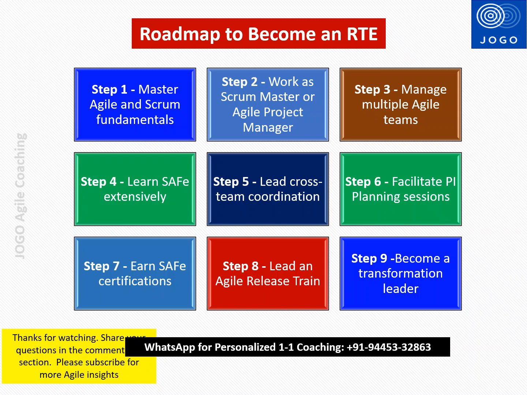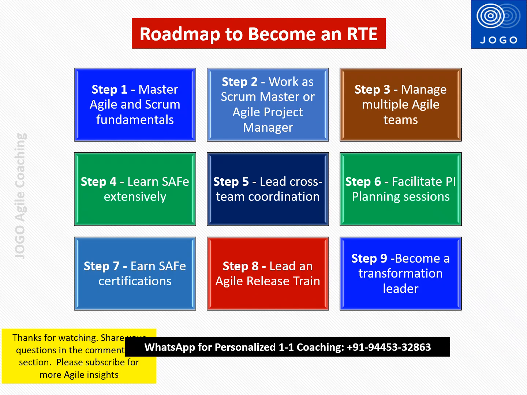The first step: master Agile and Scrum fundamentals. You should know events, roles, metrics, everything related to Agile and Scrum. Second, start working as a Scrum Master or Agile Project Manager. You should have working experience as a Scrum Master or Agile Project Manager, because RTE is the next level role. For that you should be good in the current or previous level role, that is Scrum Master or Agile Project Manager. This is the second step.